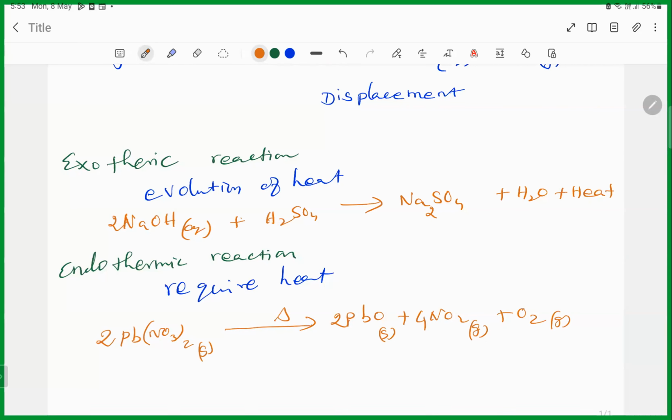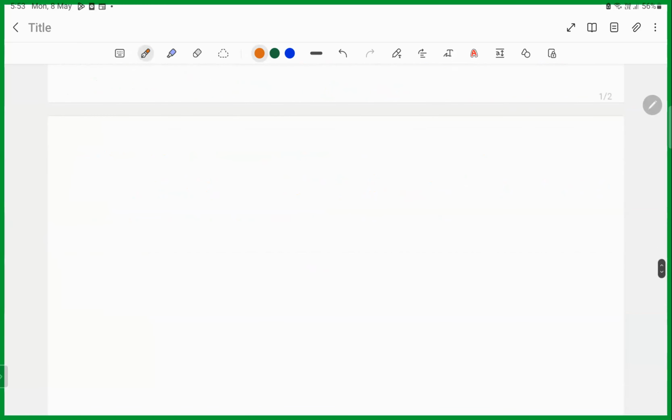Okay. And the next one. Why is respiration considered an exothermic reaction? What does respiration mean, ma?